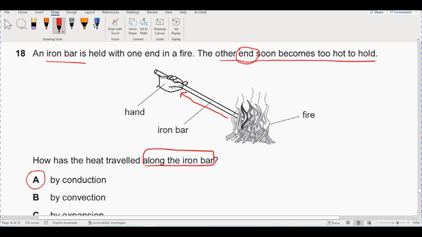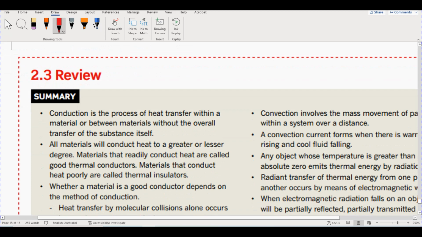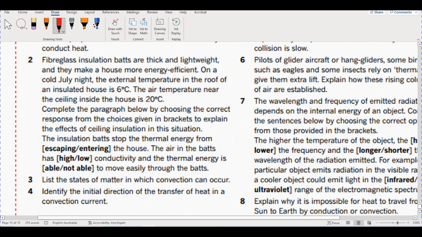In the last two questions we mixed conduction, radiation and convection. So that's why you need to have an overall understanding of the three modes and see their differences. And there's some review, and I give you some questions as well.